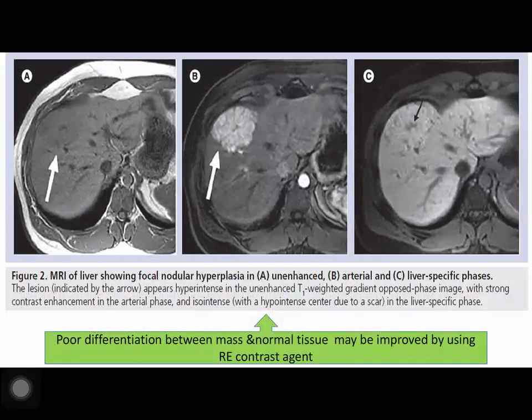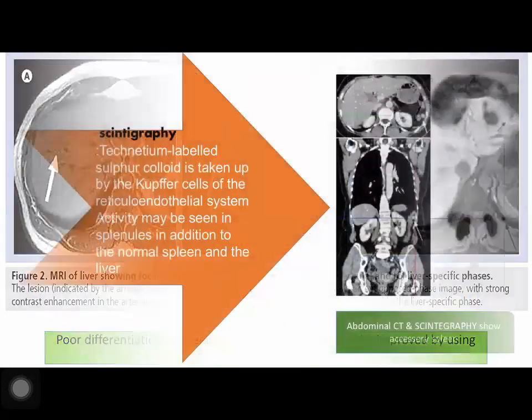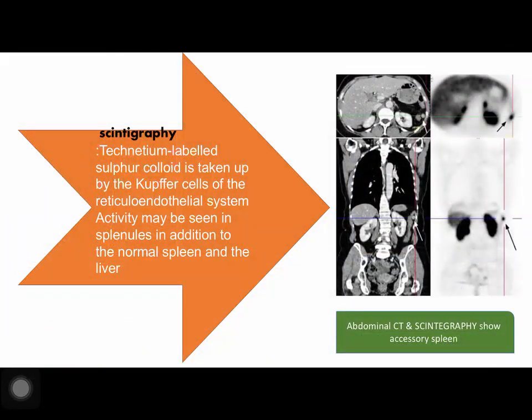To differentiate between a mass and normal tissue, use a reticuloendothelial contrast agent. Here is without the reticuloendothelial contrast agent; here, the reticuloendothelial contrast agent makes the liver very dark and the mass bright. Scintigraphy is used to show well-functioning tissue.